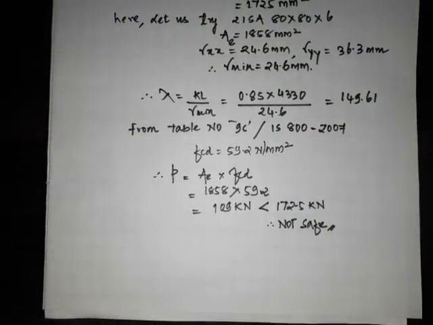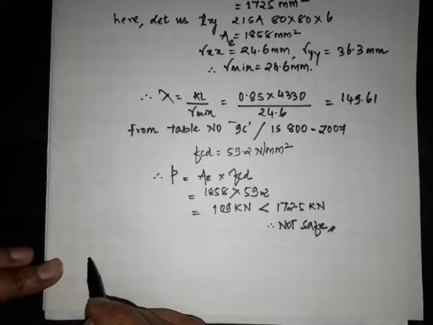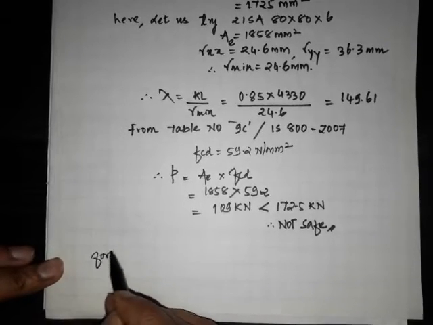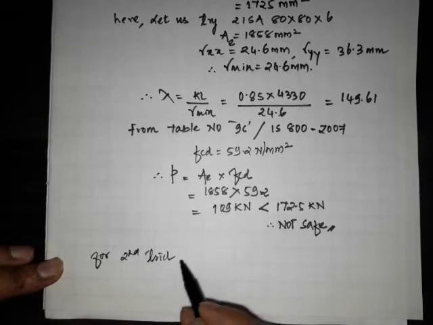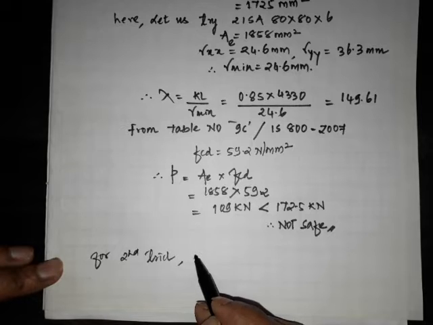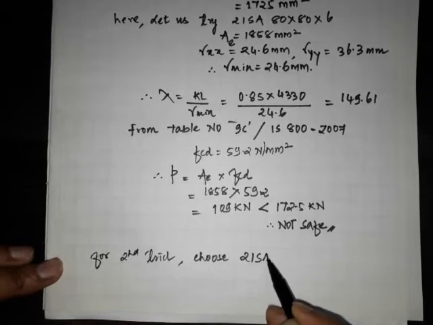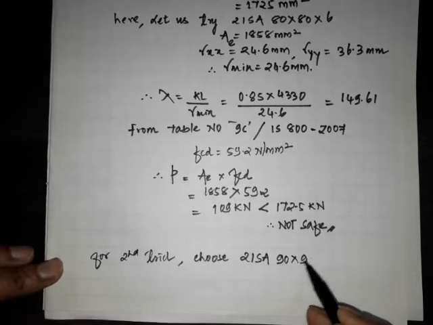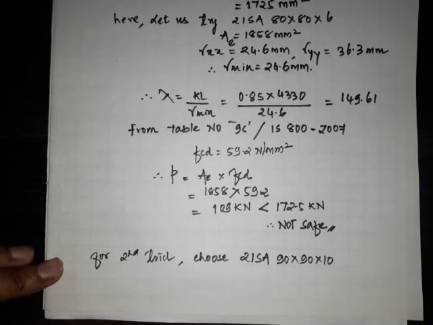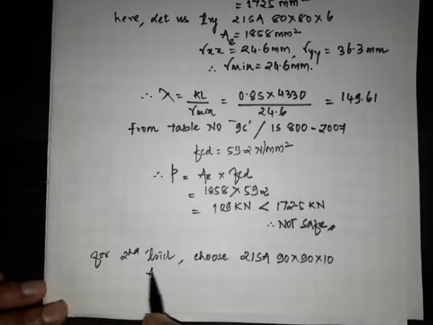So you can try with other sections also. For the second trial, let us choose 2 ISA 90 by 90 by 10. Then again you have to note down the properties from the steel table.